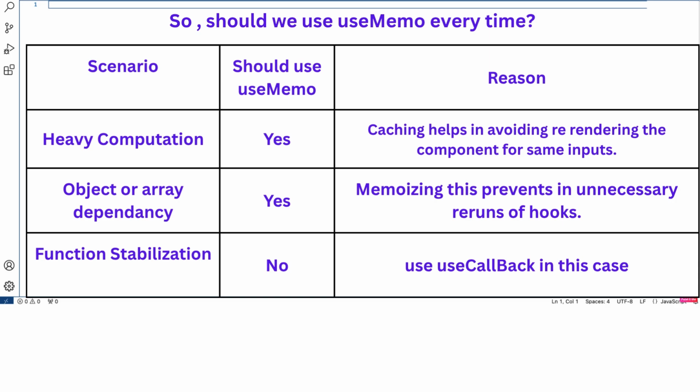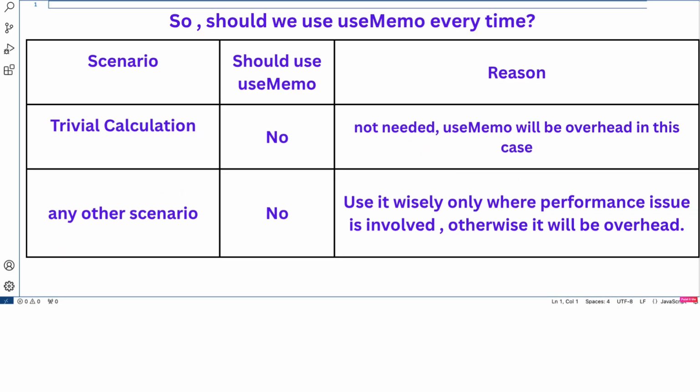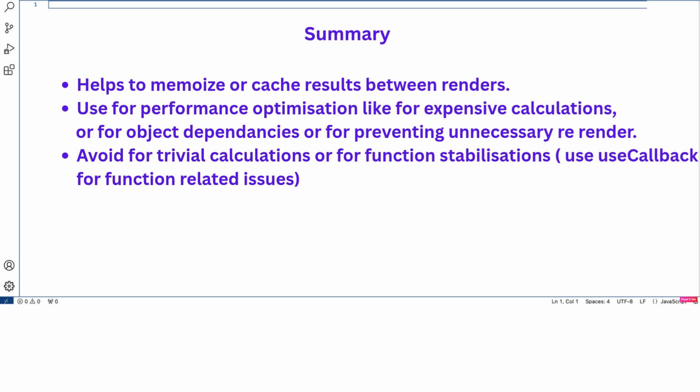So, here is an explanation of whether useMemo should be used or not in a specific scenario. Use it for heavy computations. Use it for object or array dependencies which are passed in useEffect or any other hook's dependency array. But don't use it for function stabilization, use useCallback instead. For trivial calculations, don't use it, as it will be overhead. For other scenarios as well, use it only when a performance issue needs to be addressed, otherwise unnecessary use of it will be overhead. So, a quick recap or summary of useMemo.